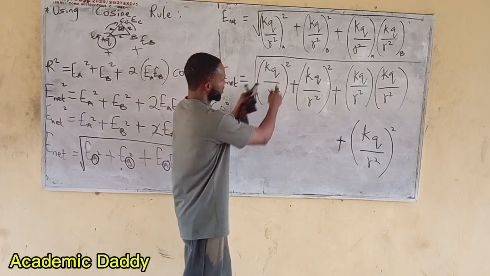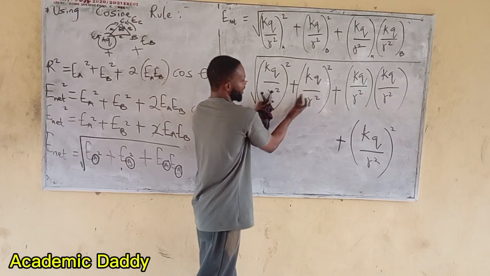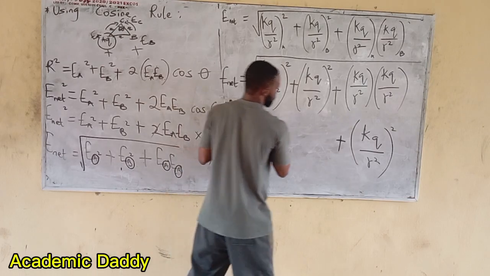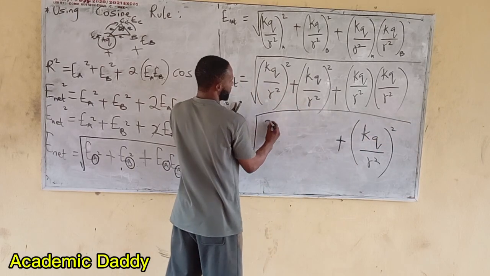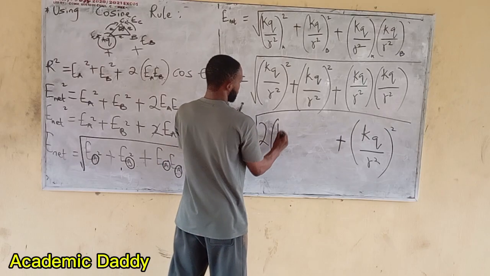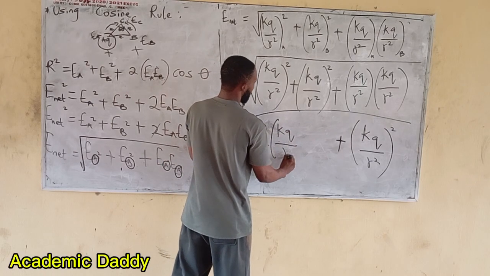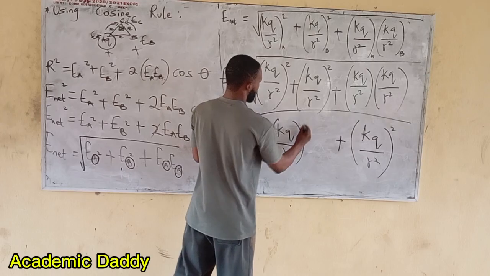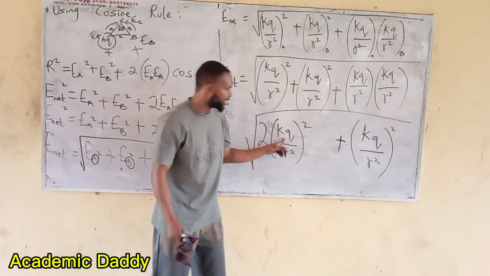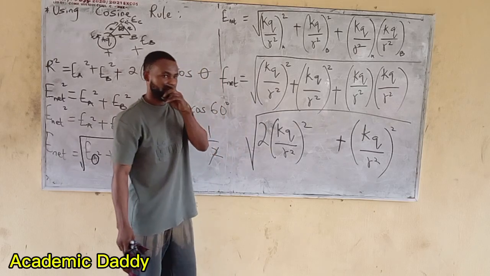Notice something. This is everything with this, but it's being added together. So that means inside this root, I'm going to be having 2, in fact, 2 everything on KQ over R squared, all squared. Everything. Now notice something: the minute you do this, this thing is looking like this thing. Do you agree?